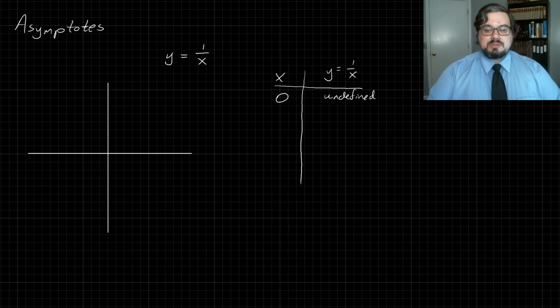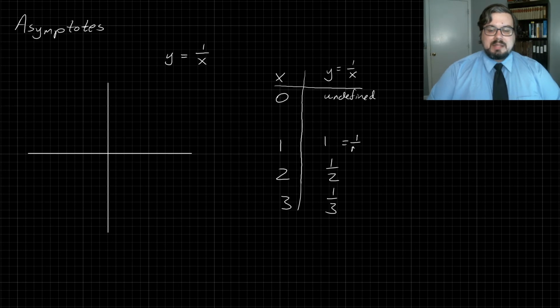So let's choose some values of x. If x is 1, then y is 1 over 1, which is 1. If x is 2, then y is 1 over 2. If x is 3, then y is 1 over 3, and so forth. But let's also look at some fractions. This 1 over x is called the reciprocal function.